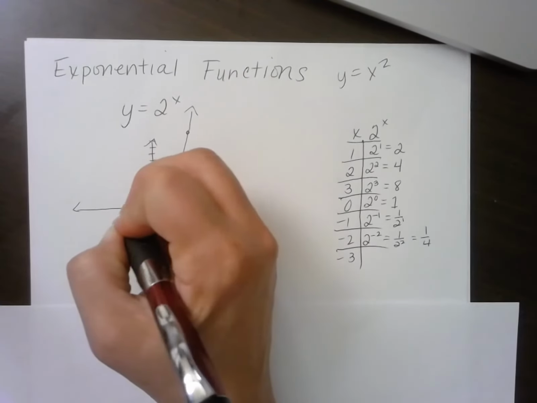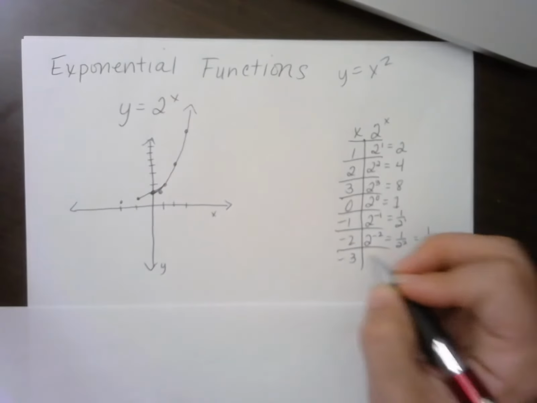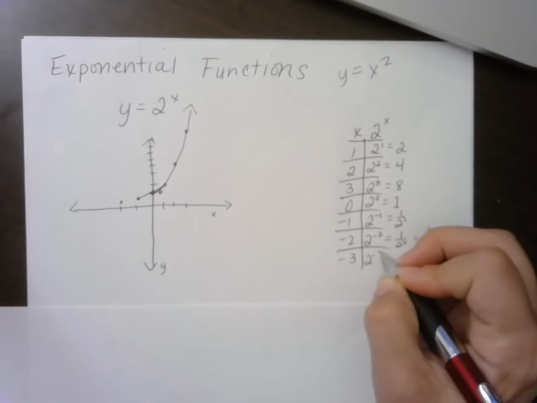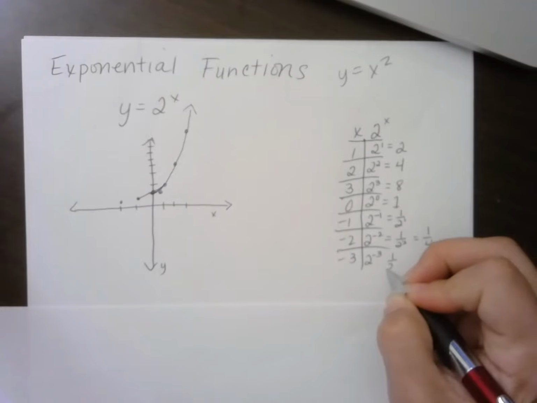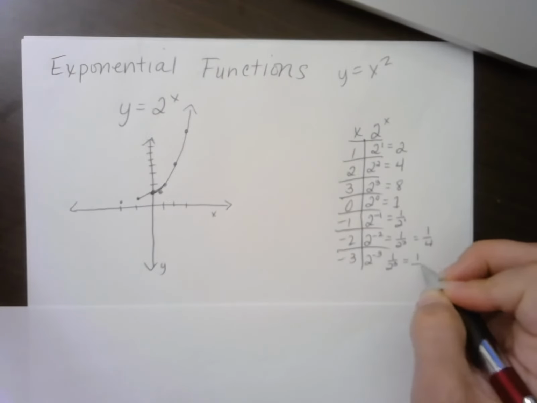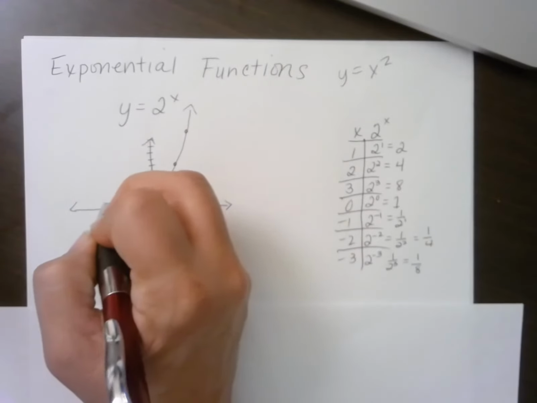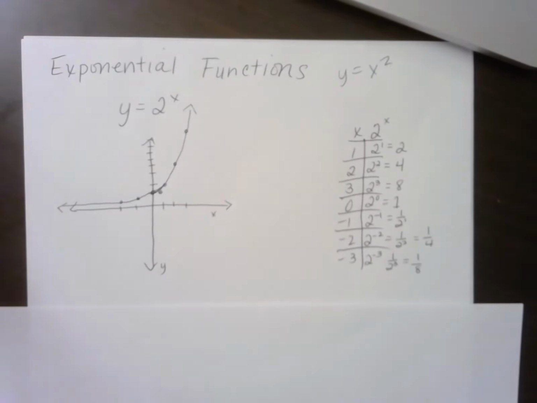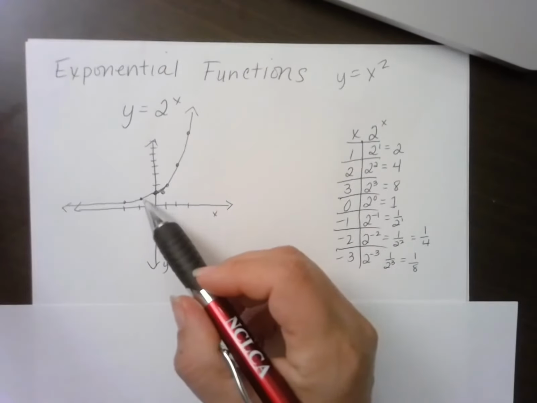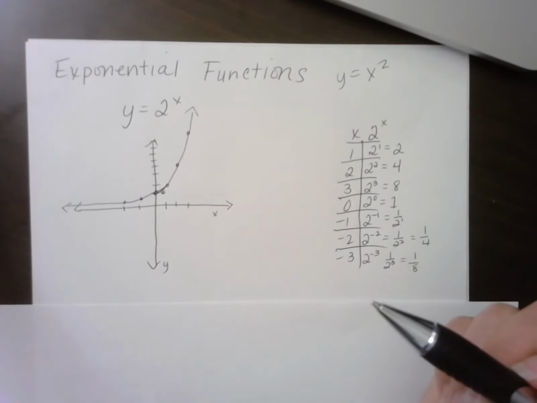So it comes down a little farther, and then by the same reasoning, 2 to the negative 3 is 1 over 2 cubed, which is 1 over 8. And so this goes on and on like this. As long as I put in a more negative number, it goes in this direction. So this is our first exponential function that we've looked at.